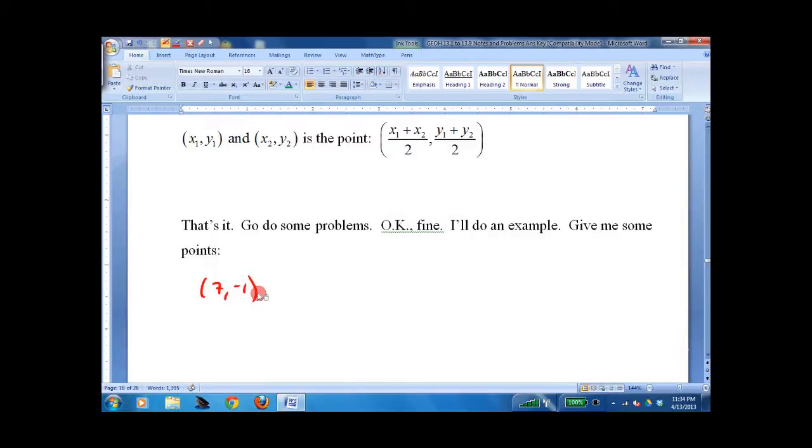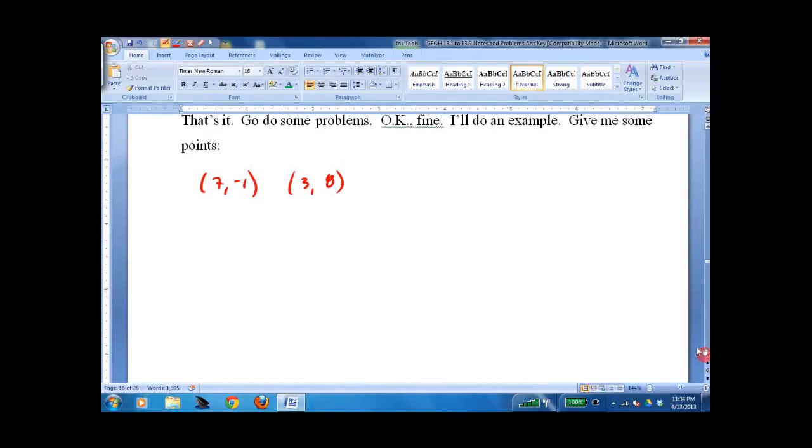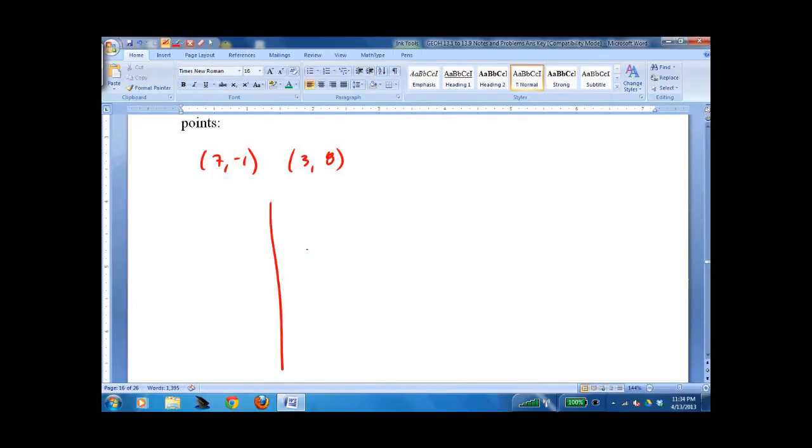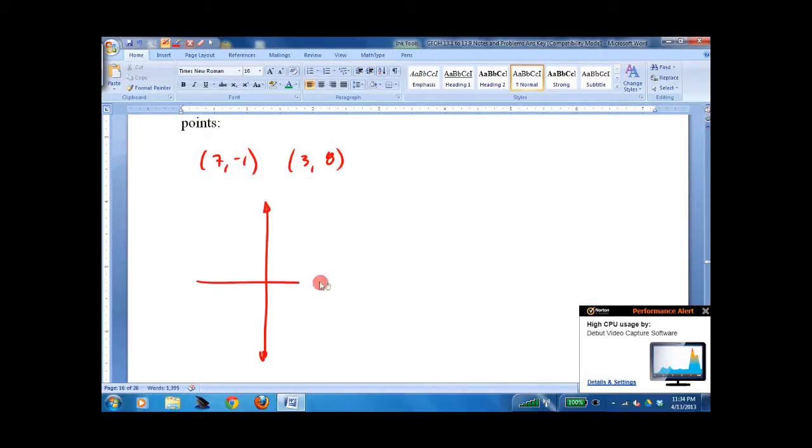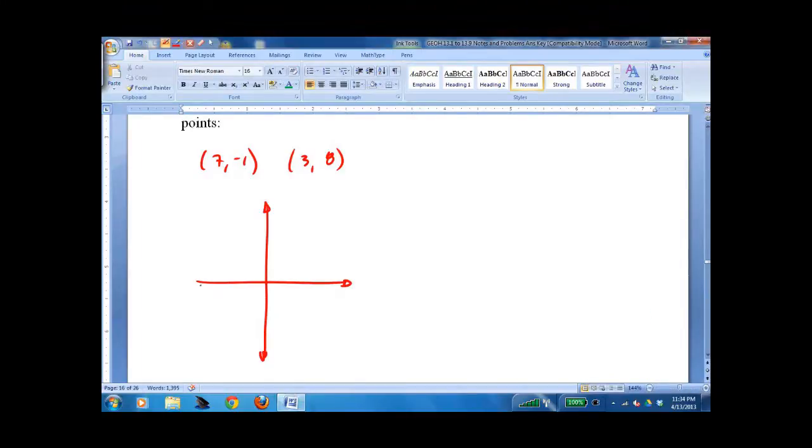7, negative 1, and 3, comma 8 are the two points; we want the midpoint of them. Well, a lot of people aren't going to remember the formula, so if you come into this situation in the future, I really recommend just keeping it simple and making a coordinate plane. I can make one that's fairly accurate and usually works close enough. I'm going to need another one over here, so while I'm at it, I'll draw it.